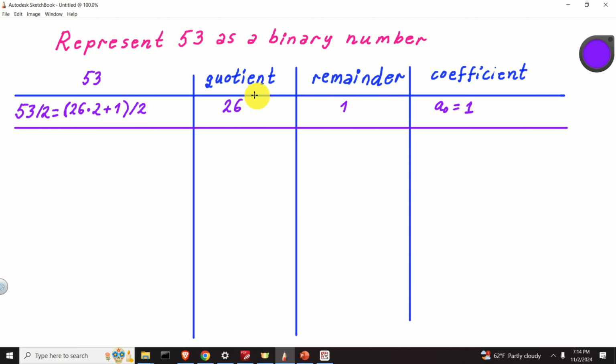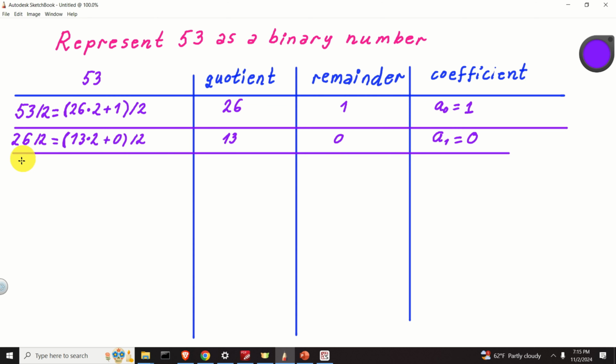Next, we take the quotient and we divide the quotient again by the base of 2. And as the result we obtain, this division can be represented like this. 13 multiplying by 2 plus 0 divided by 2. Consequently, the quotient is 13, the remainder is 0, and the coefficient a1 is 0. And that's the second row.